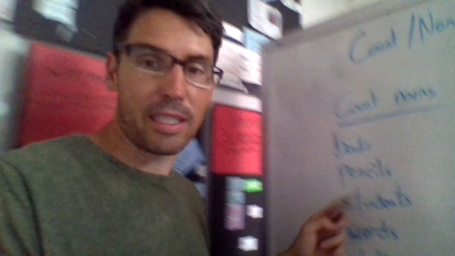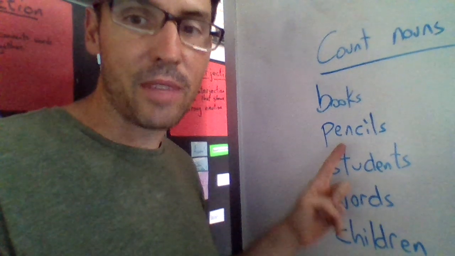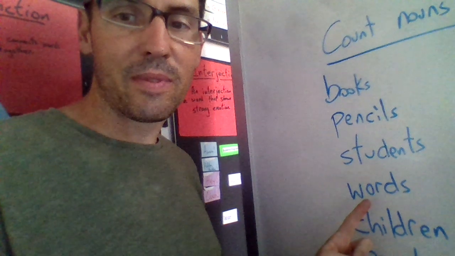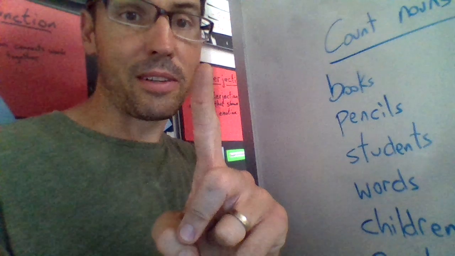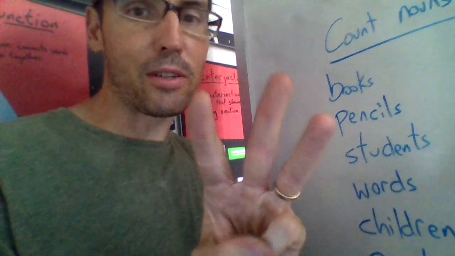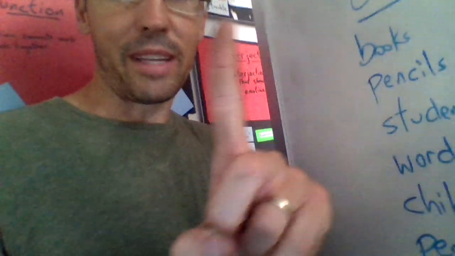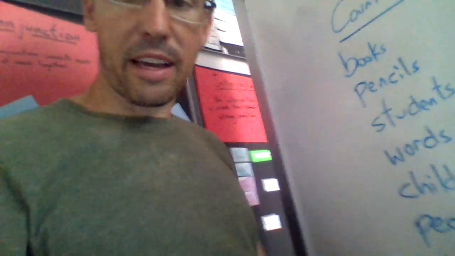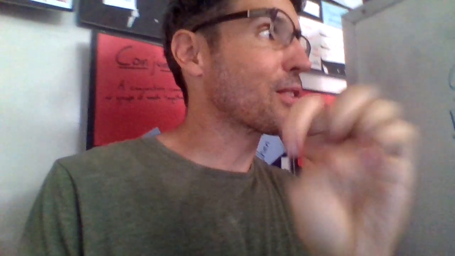So let's look at some examples. You can count books, you can count pencils, you can count students, you can count words. Now here's an exception. You can count children. So one child, two what? Children, 3 children, 4 children, right? We can count people. One what? Person, 2 people, 3 people, 4 people, right? And of course we can count, can you see that okay? Dollars, right? So $1, $2, $3, okay?